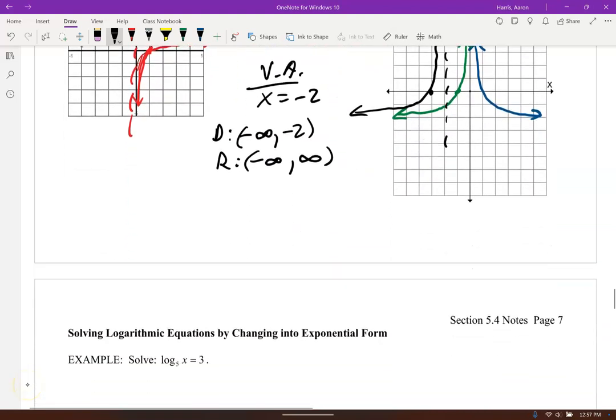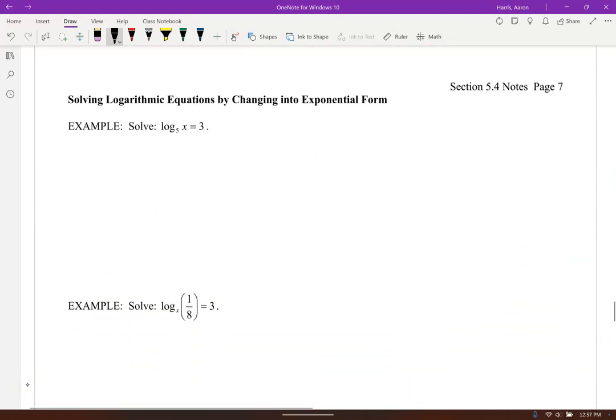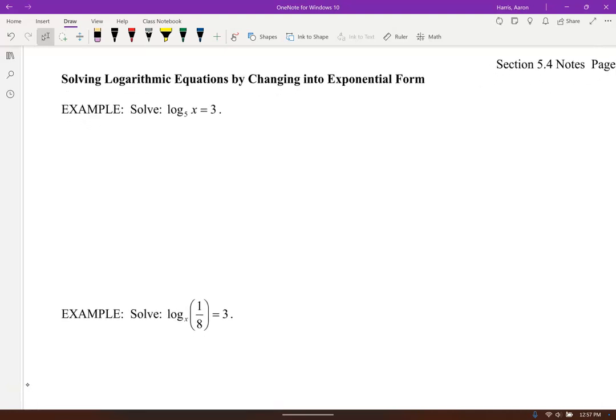Let's solve some now that we've taken a look at them visually. Now that we've changed them from logarithmic to exponential form, we've also looked at them visually. We've recognized that logarithms are inverses of exponentials, right? But let's go ahead and solve some now for x.